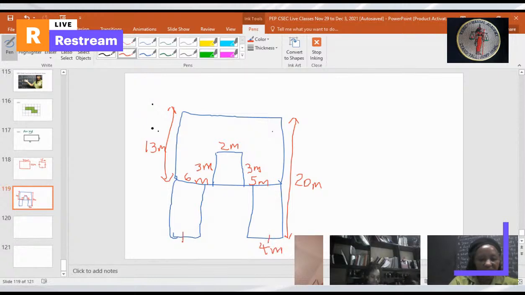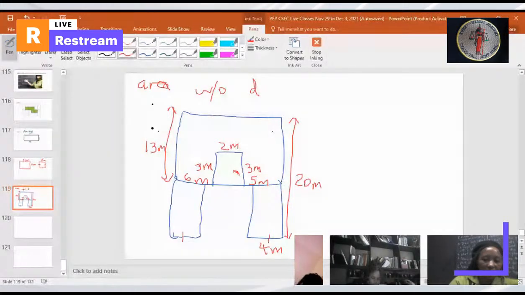So I want you to find the area of the shape without the door. So this is a door. I want the area of the shape without the door. So find it. So we have 2 stilts. Miss, the house is on 2 stilts. So the area without the door. That's not what I mean. Not volume. Area.